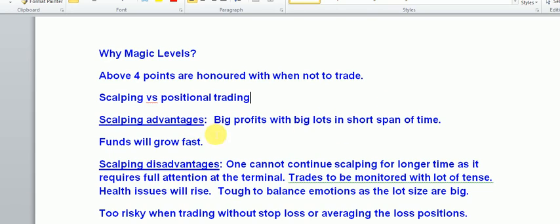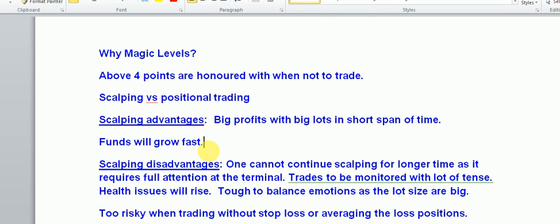Scalping means people trade for 10 pips or 20 pips per trade. They trade with big lots. The advantage is that big profits with big lots are possible in a short span of time. On the same day, they get the profit or loss, whatever it is, and they close the positions. So the funds will grow very fast.